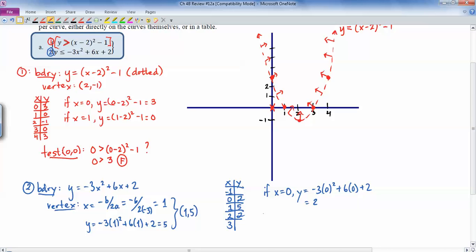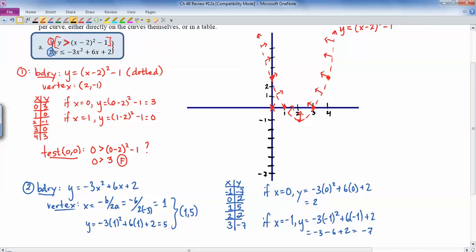And then let's try -1. If x is -1, then y is going to be -3 times (-1) squared plus 6 times -1 plus 2. That'll be -3 times regular 1 minus 6 plus 2, so that'll be -7. Then I get a -7 here and a -7 there. So now I've got 5 points to graph for that. These y's are going to have to go down further: -2, -3, -4, -5, -6, -7.